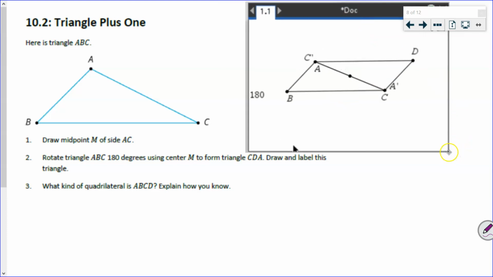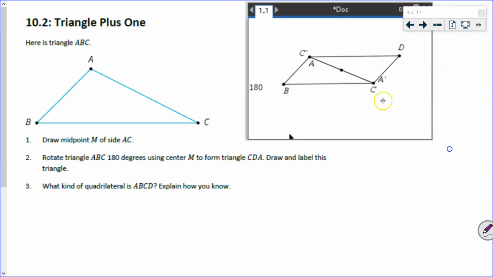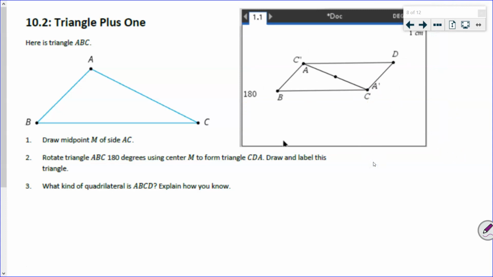Quickly discuss with your groups. How do you know what kind of quadrilateral it is? What is it and how do you know? 30 seconds, go.